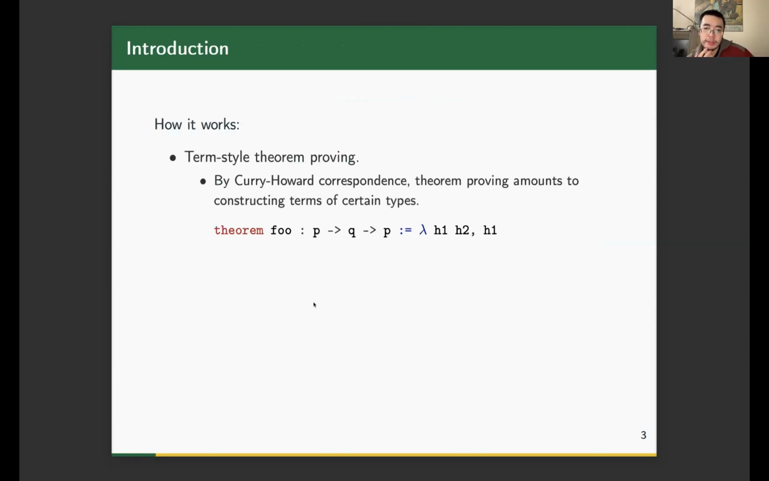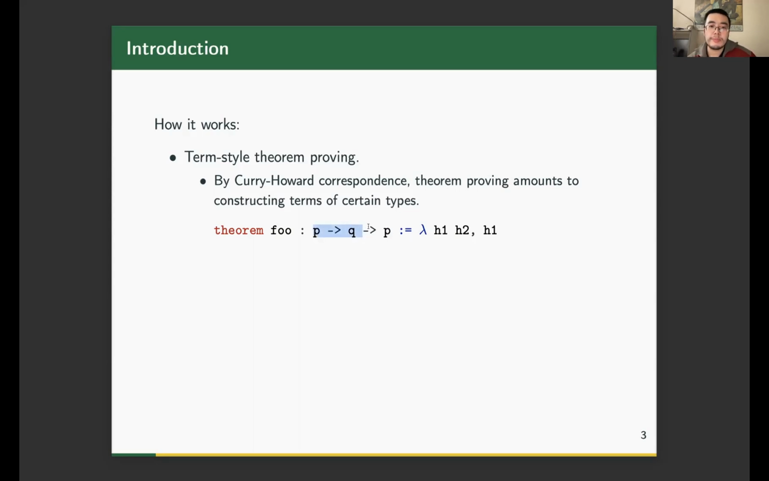We have two styles of interactive theorem proving. The first is what we call the term style. The way we do this is by the Curry-Howard correspondence. Theorem proving is really just about constructing terms of certain types. For example, this is a really simple propositional statement. It says P implies Q implies P. To prove that, we only need to construct a term of that type.